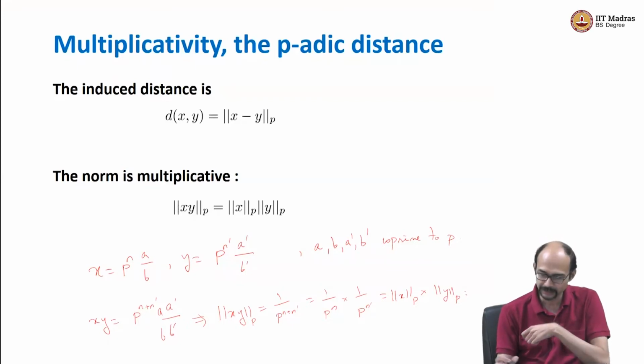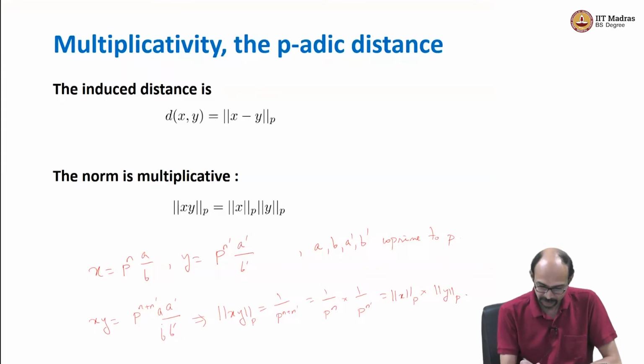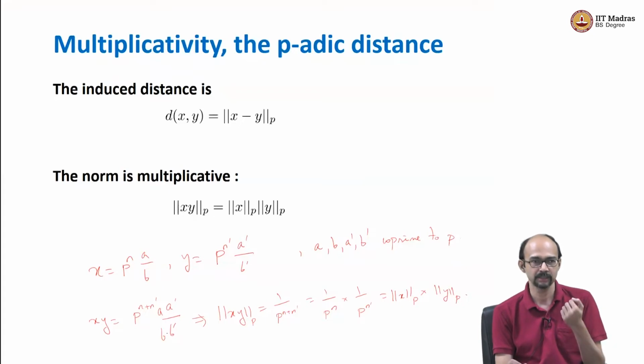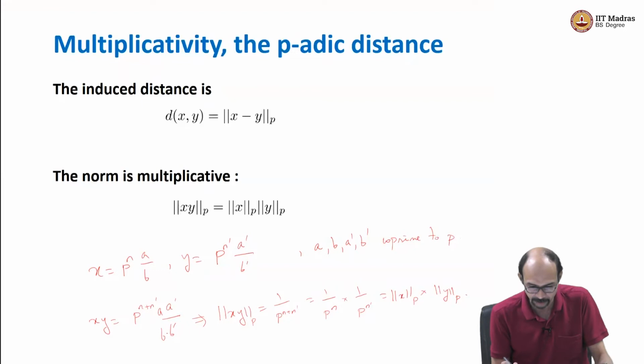And where did I use it? I used it to say that a times a prime is also co-prime to p, and b times b prime is also co-prime to p. If p is not prime, this may not happen. Because a is not divisible by p, a prime is not divisible by p, so a times a prime also is not divisible by p. If p were not prime, we could not have made that statement. So I am using that p is prime here.